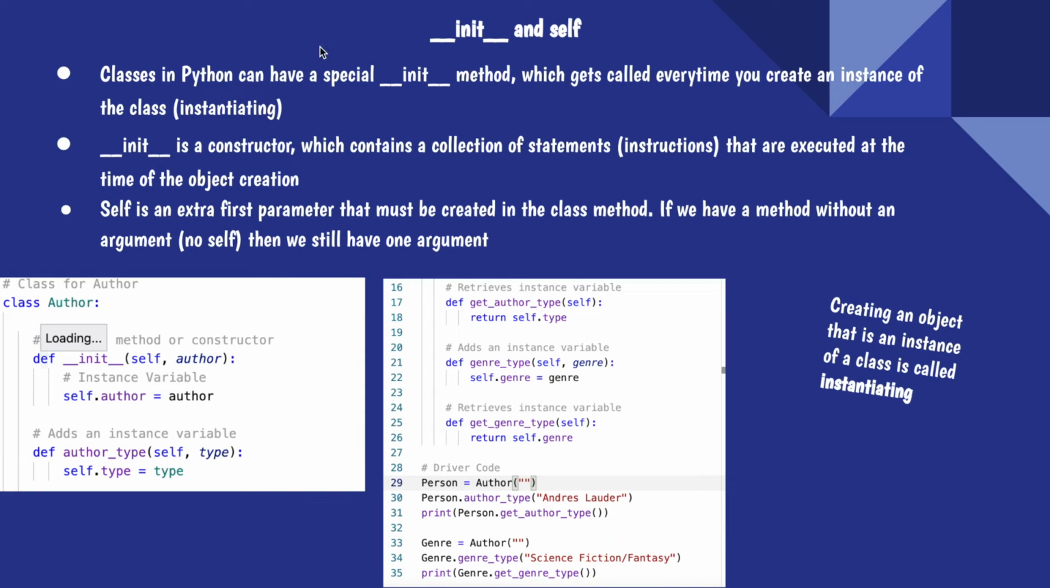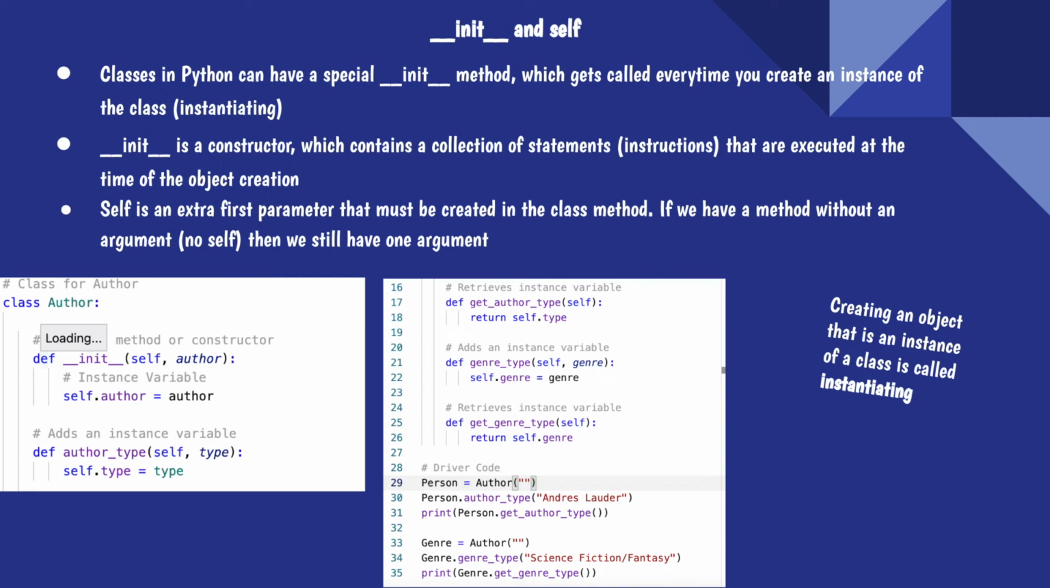So here, classes in Python can have a special init method, which gets called every time you create an instance of the class. We call that instantiating. I'm a game developer, and in game development, when we create an object in our scene, we call that instantiating, exactly like here, because Python and C#, the programming language for Unity, are both object-oriented, and we use instantiating in object-oriented programming. The init is a constructor, which contains a collection of statements, instructions, that are executed at the time of the object creation. Execute means that's when it happens, right there. And self is an extra first parameter that must be created in the class method.